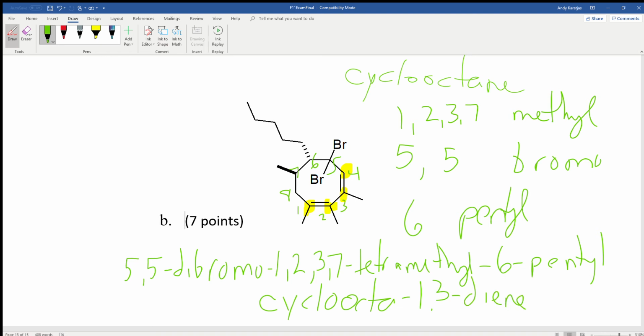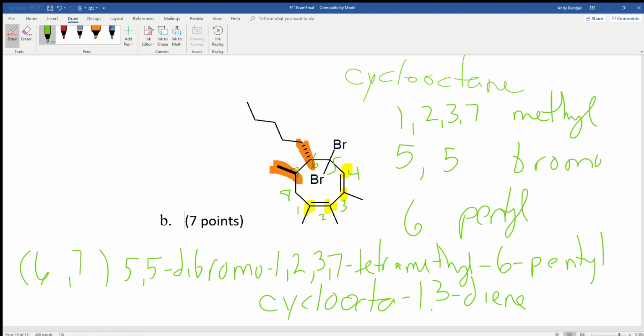But we're not done yet. We can see at carbon 7, as well as carbon 6, we have chiral centers to account for. So we'll need to put that out front. 6 and 7.